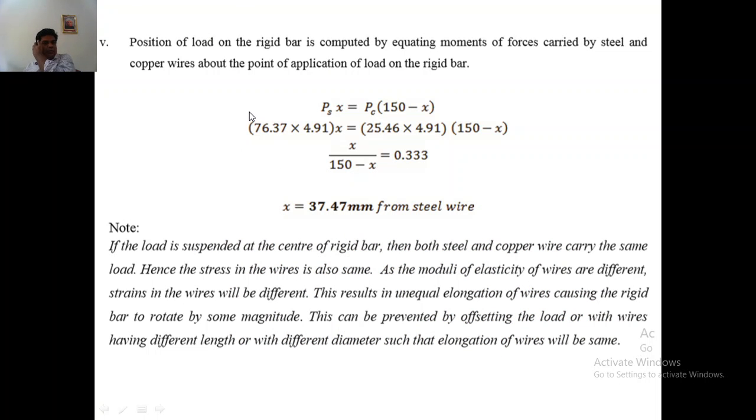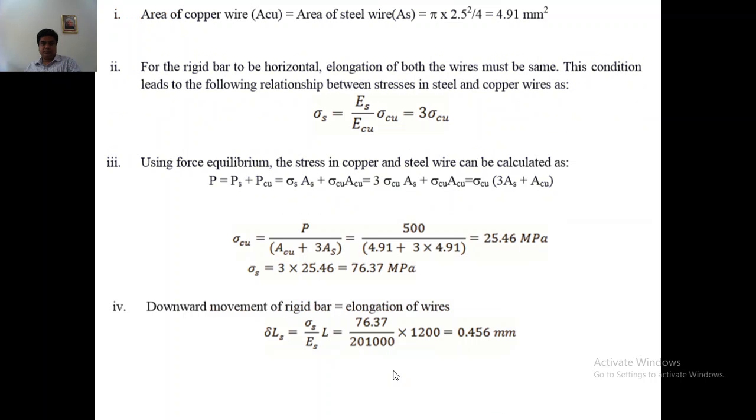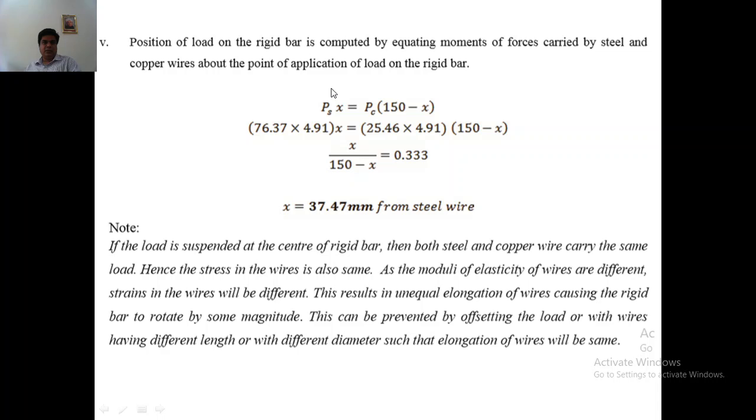And here we have to find the position of the line of action of the loads. The position of the load on the rigid bar is computed by equating moments of forces carried by steel and the copper wires about the point of application of load on the rigid bar. So what is important here is we will take the moments about this steel bar and the copper wire here. If you take the moments here, we have the load on steel into X.